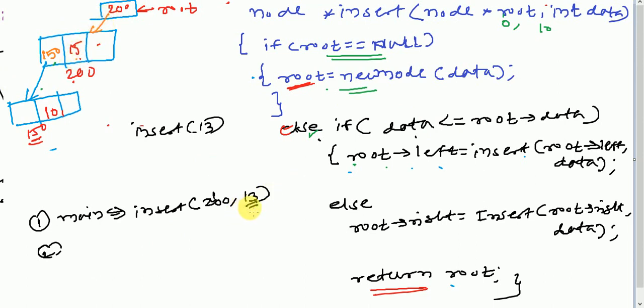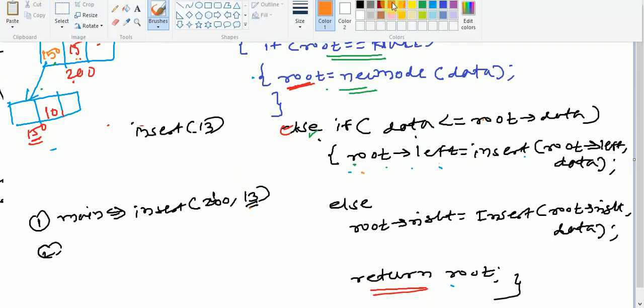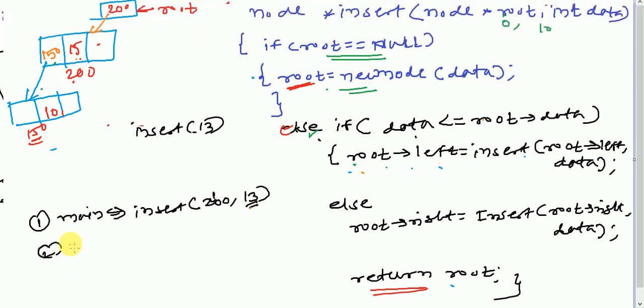So now this data is smaller than 15, yes. So what will it do? Root arrow left equal to. This will give a call to the next function. So this will give a call to root arrow left. Root is 200. 200 arrow left is equal to, this will give a call to the insert function. Insert root arrow left. So root arrow left is 150.